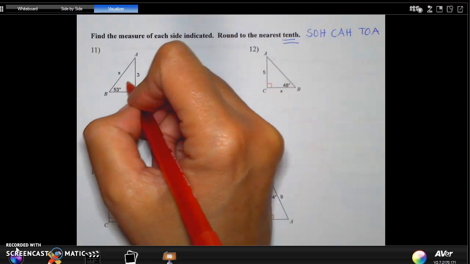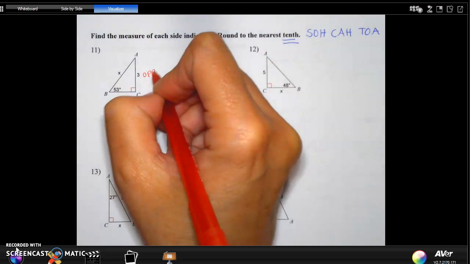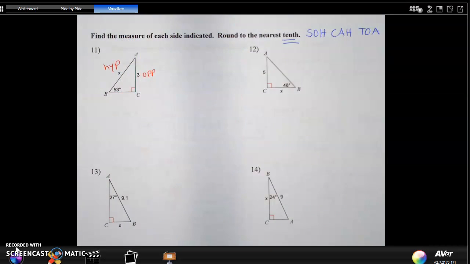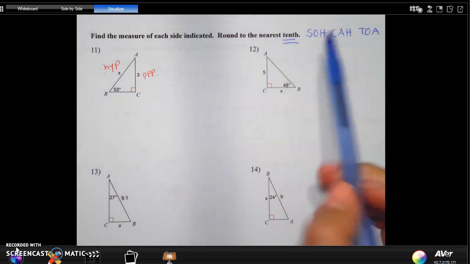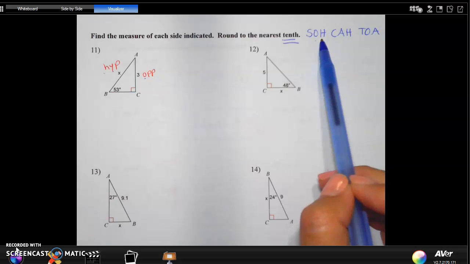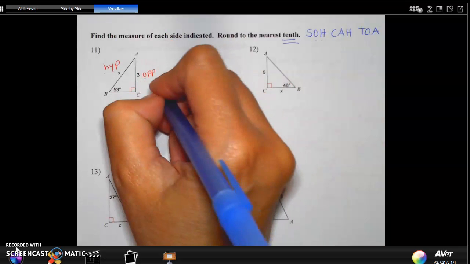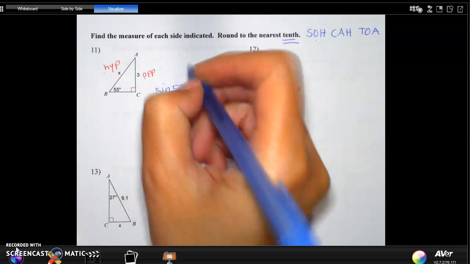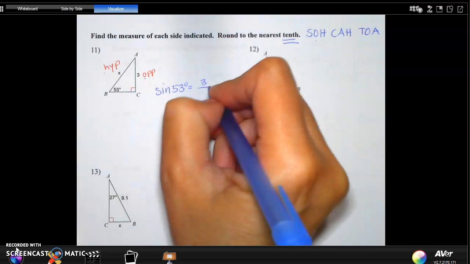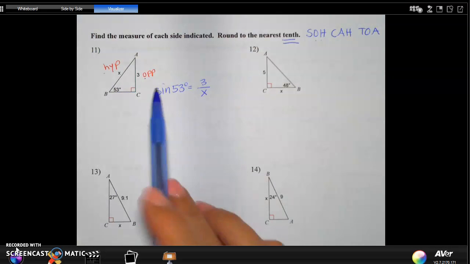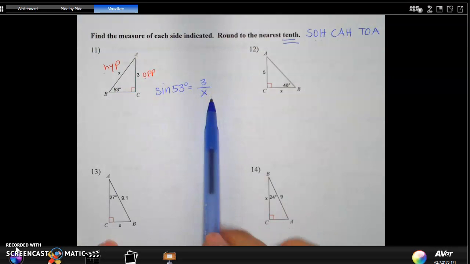If we walk across from that, we have the opposite side. We also are looking for the hypotenuse. So when we have opposite and hypotenuse, we're going to use our sine function, because that's the function that uses opposite and hypotenuse. So we're going to make a little equation here that says the sine of 53 degrees equals the opposite over the hypotenuse. And that's how we're going to start that problem. Sine equals opposite over hypotenuse.